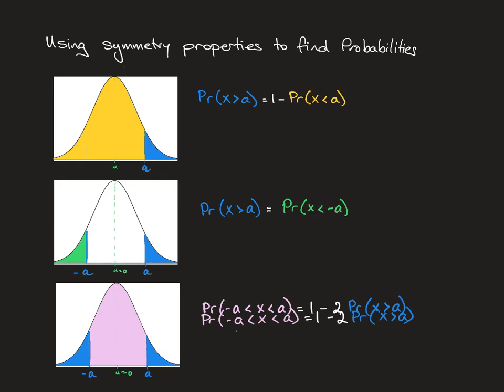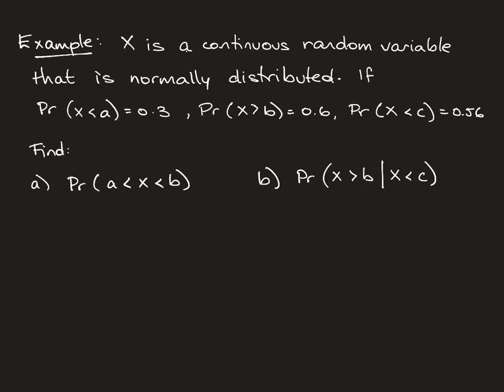And then the final one, if your mean is 0 and you've got a and negative a, and you know the probability of a, you can actually work out the probability that x is between these two values, this pink area here, because the pink area is equal to 1 or 100% minus 2 lots of the probability that x is greater than a. So one lot will give you this and the other one will give you this. I'll show you the sorts of questions that I mean. So this is the sort of question that I'm talking about.